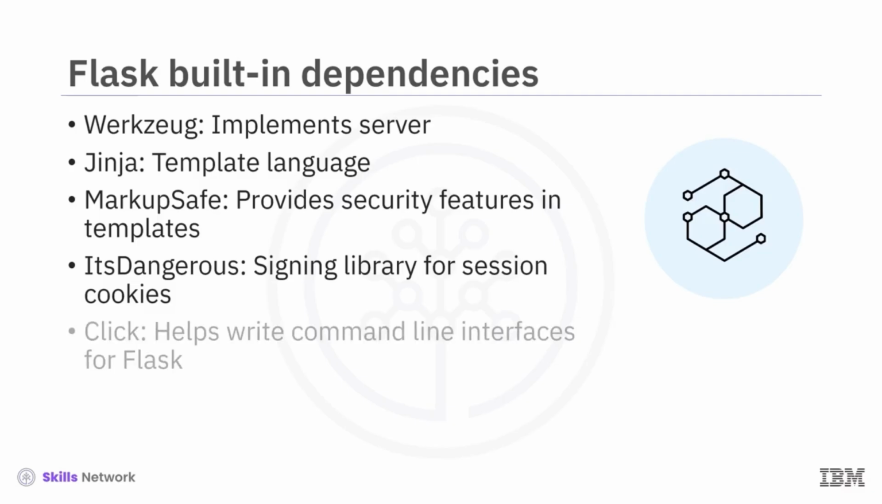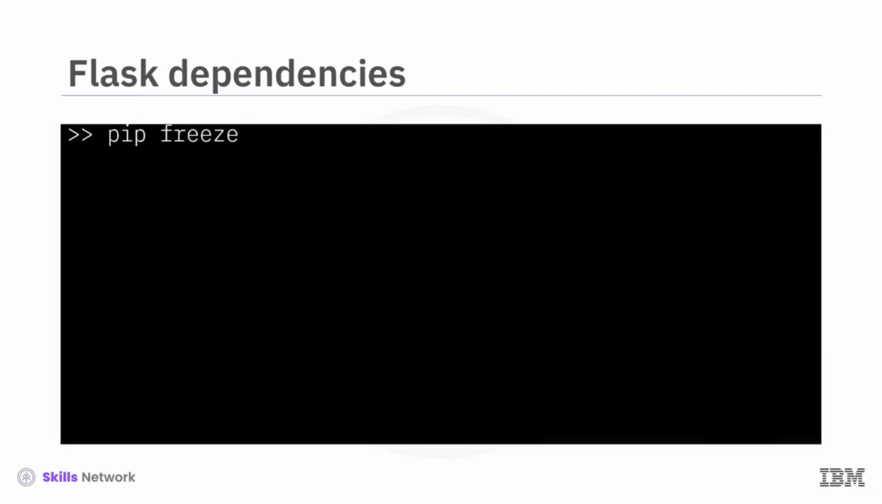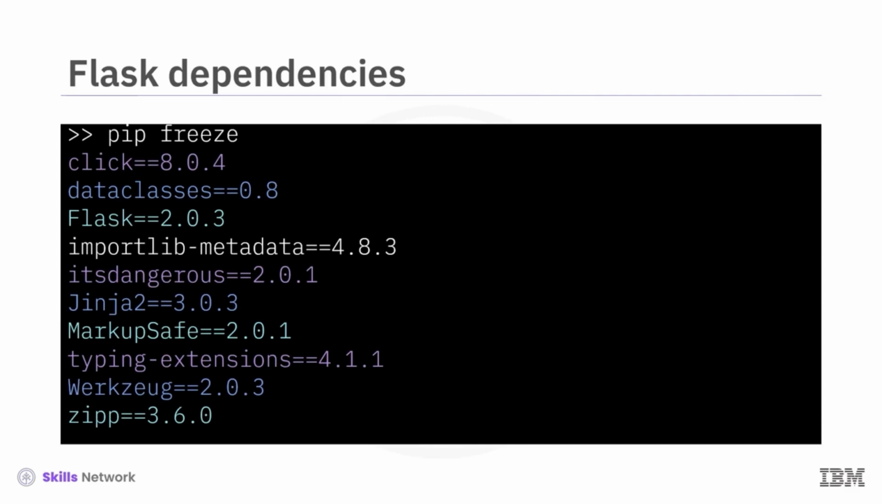And finally, Click is a framework for writing command line applications. It provides the flask command and allows adding custom management commands. To see the built-in dependencies, you can use the pip freeze command in the virtual environment, and you can see that all the inbuilt packages are installed by default.